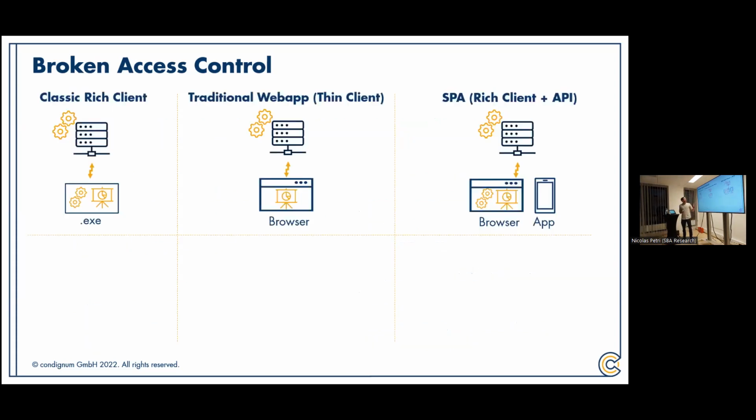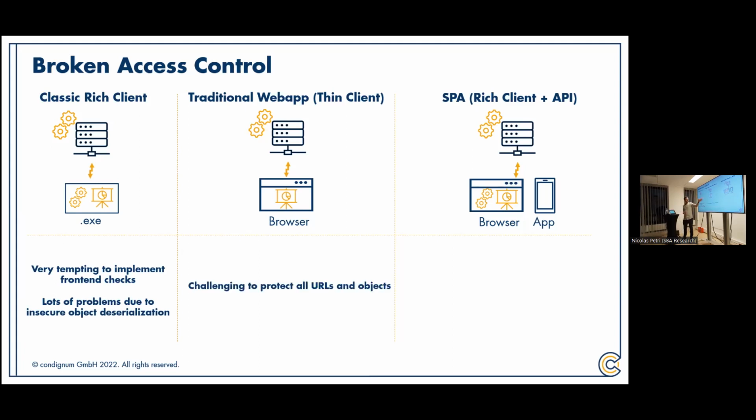How come? We said before, for rich clients, it was very tempting to implement security checks in the front end. And we had this problem with the insecure deserialization. Then, in the meantime, with the traditional web apps, those things were not such a big problem. They were too, but not that big. The most challenging part was to kind of protect all the URLs and objects and resources in the backend. But now, again, we have a rich client again. So it's, again, very tempting to do some checks just in the front end.